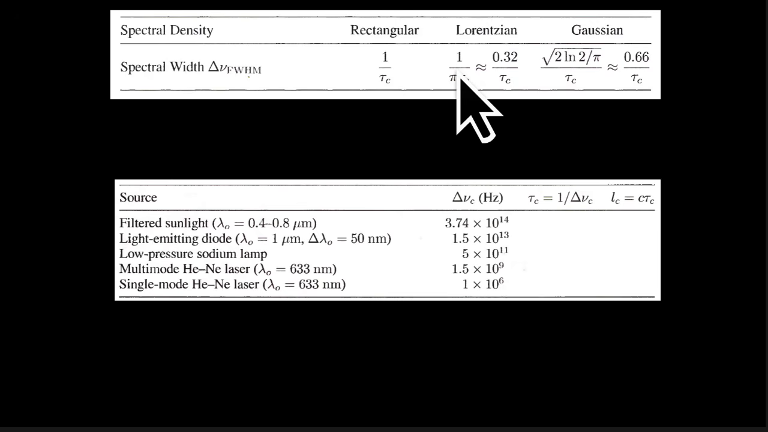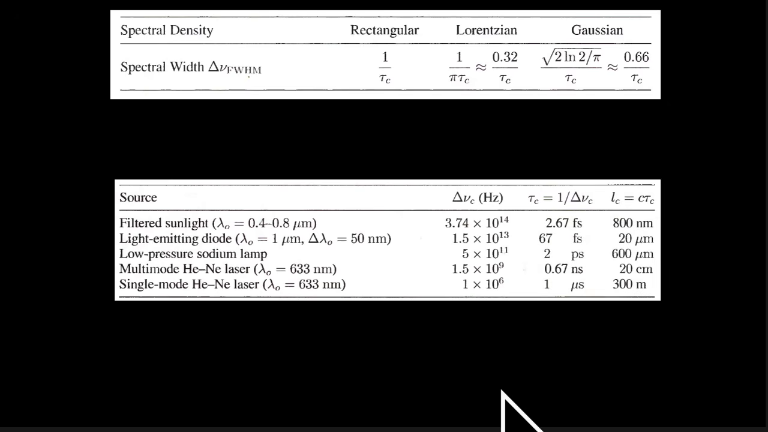For a Lorentzian, it's given by 1 by pi tau c, and for a Gaussian function, it is 0.66 divided by tau c. Now, the crucial aspect and why we are discussing this whole thing is this. You now have sources of light, for example, sunlight, LED, sodium lamp, helium neon source, and a single mode helium neon source. You can now measure this delta nu by doing a spectral measurement. So you can see that it goes from 10 to the 14 up to 10 to the 6. And you can now compute for this particular delta nu what is the tau c value, which is essentially the inverse of this. And this is what we learn.